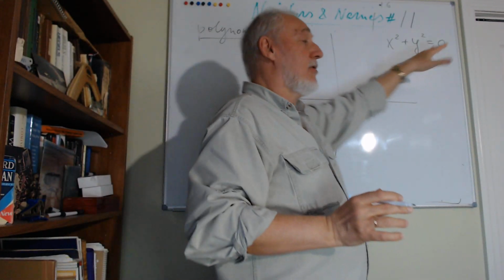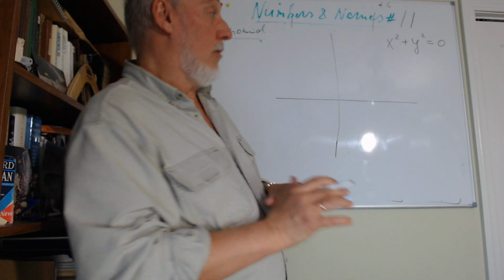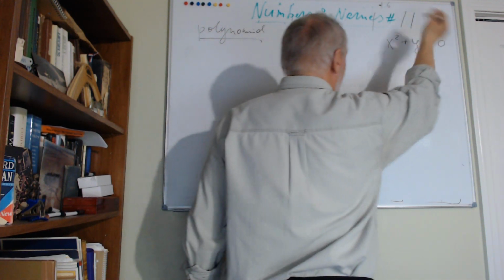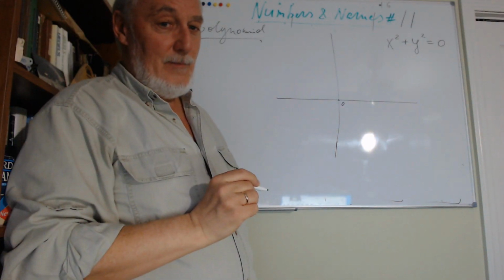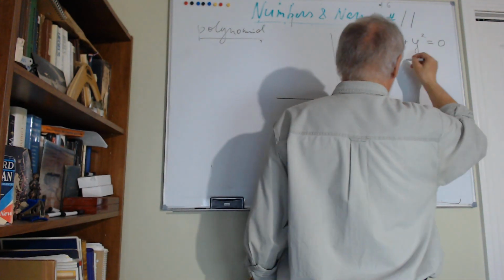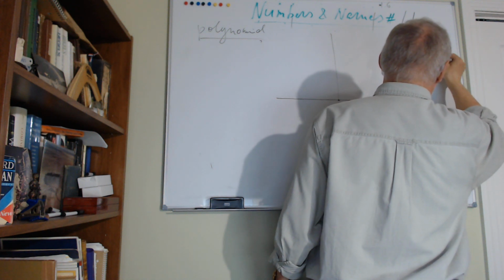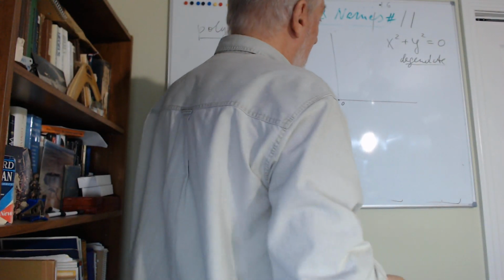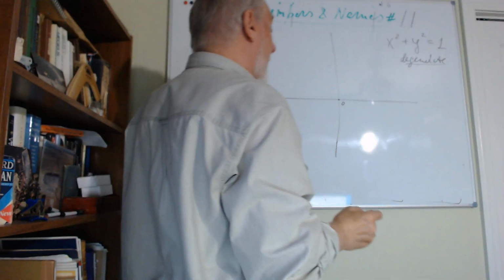So do we have any solutions here except x equals 0 and y equals 0? No. So the whole graph for this interesting function is just the one point, 0. That's all. Sometimes, like in physics, and maybe not in mathematics, it's called the degenerate graph.